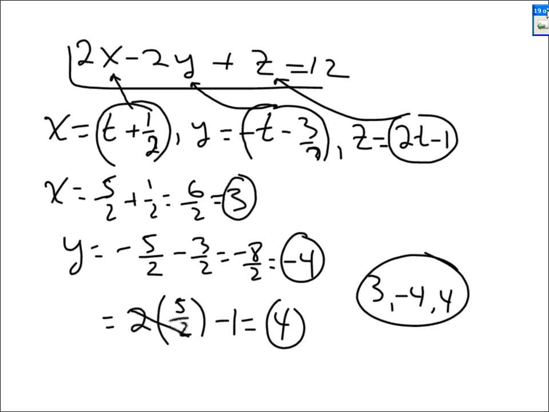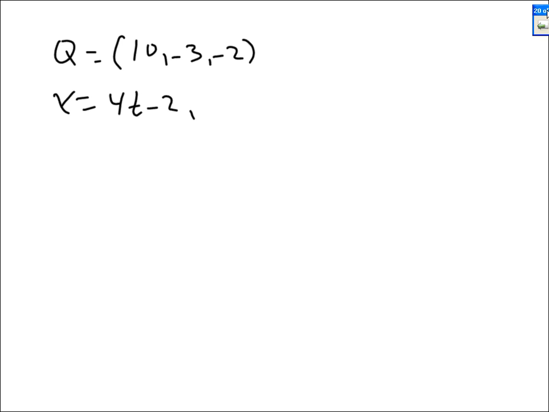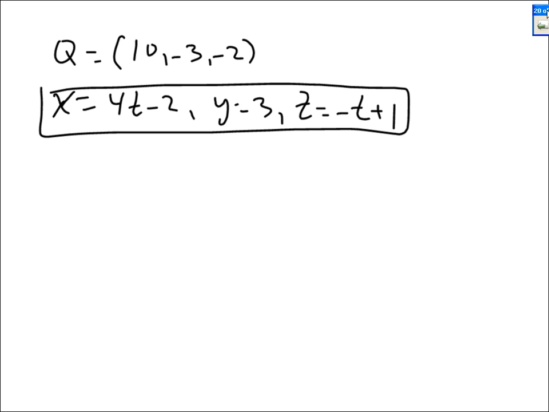Now, we want to find the distance from a given point to a line. If you have a point and a line, you want to find the distance. Q is the point (10, -3, -2). And the line is x equals 4t minus 2, y is always 3, and z is -t plus 1. That's the equation in parametric form of the line.